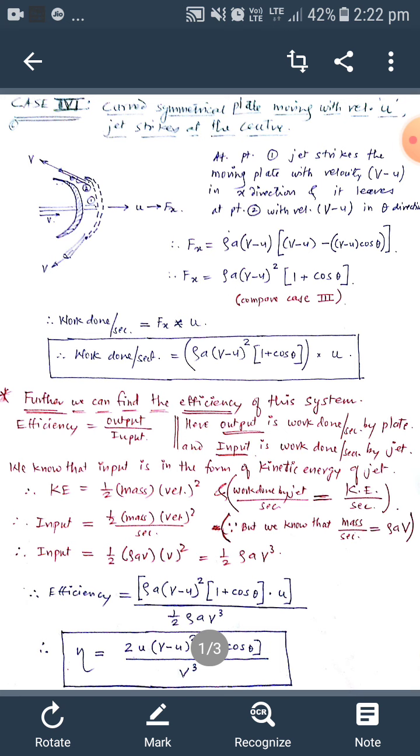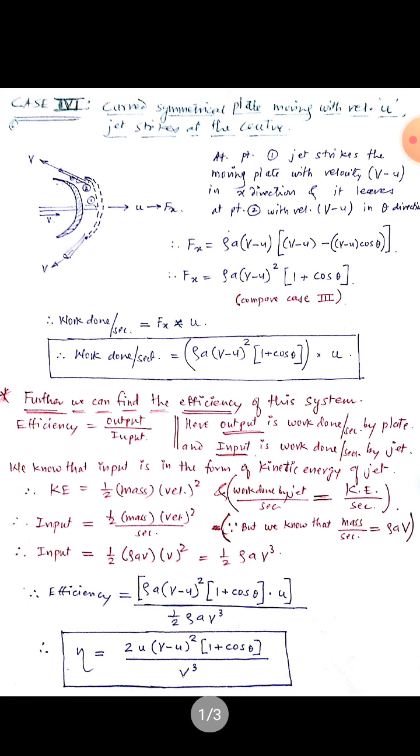How to find out work done per second? Force multiplied by the velocity of the moving object, that is the plate, and the plate moves with velocity u. Therefore work done per second is Fx into u. The equation becomes rho a v minus u square 1 plus cos theta into u. Now we can find out the efficiency for this mechanism. What is efficiency? It is output divided by input. So whatever work done we have already calculated is actually the output. So this output, if we divide by input, then we get efficiency.